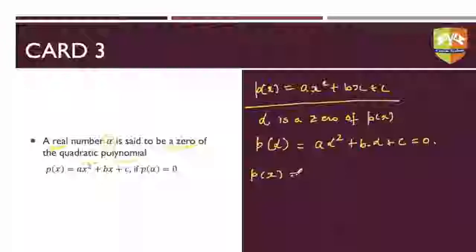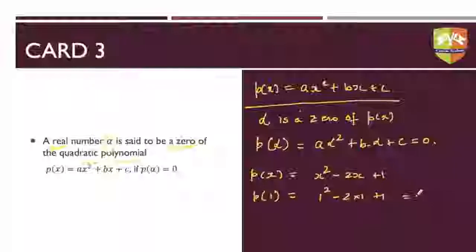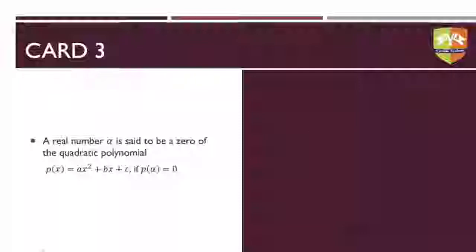If p(x) is, let's say, x² − 2x + 1, then p(1): if I plug in 1 in place of x, I will get 1² − 2 times 1 + 1, which is 0. So hence we can say 1 is a zero of p(x). This is what is meant by zero of a polynomial. Okay, next, move to the next slide.